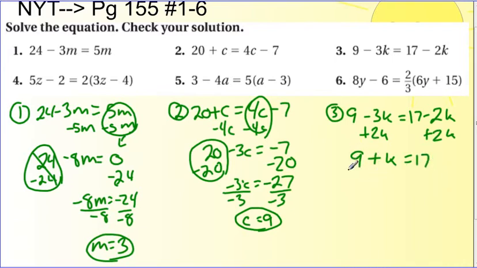Get rid of your add and subtract. So we're going to minus 9, k equals 17 minus 9, 8. And that would be done. My variable's by itself. That's our goal. Okay? Make sure you have that down. I'm going to erase to do numbers 4 through 6.